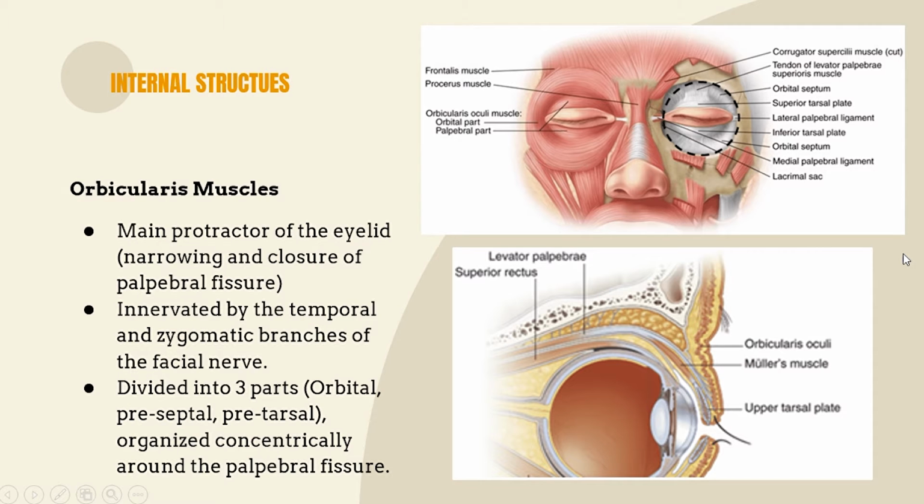So for the orbicularis muscle, the main protector of the eyelid, which narrows and closes the palpebral fissure. It is innervated by the temporal and zygomatic branches of the facial nerve, or cranial nerve 7. It is divided into three parts: the orbital, preseptal, and the pretarsal, and is organized concentrically around the palpebral fissure.